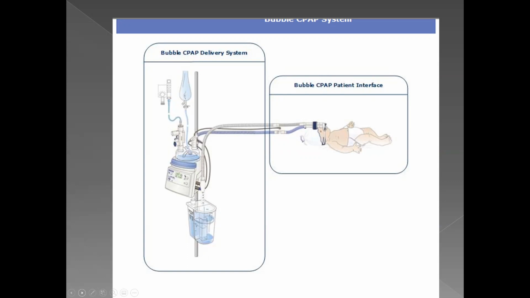Who's in neonatal ICU? Corinja, have you seen this yet? Okay, good. And Rachel, have you seen it? Yeah.